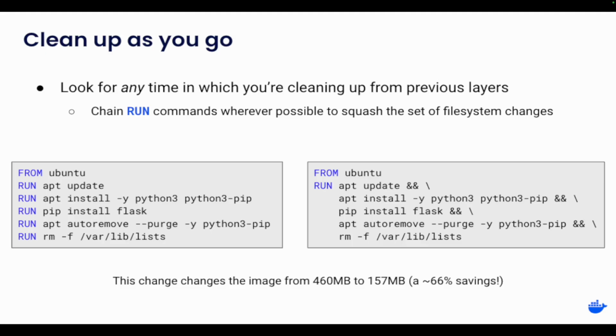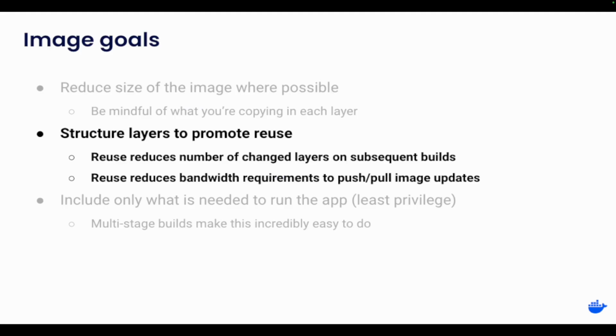So this is what we're talking about with thinking about what you're doing with the layers and cleaning up as you go, to make sure that you're being efficient with how you're actually writing each layer for the image. All right, our next goal is to structure the layers to promote reuse. So reduce the number of changed layers on each build and reduce the bandwidth to push and pull images.